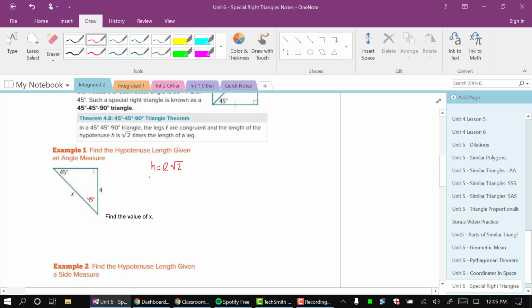So let's plug in the values that we have. Again, opposite the right angle is our hypotenuse, so that means this is going to be x. Our leg is 4, so instead of L we're going to have a 4 here, times root 2. So I go ahead and type that in the calculator, 4 times root 2. I end up getting x is equal to approximately 5.7.